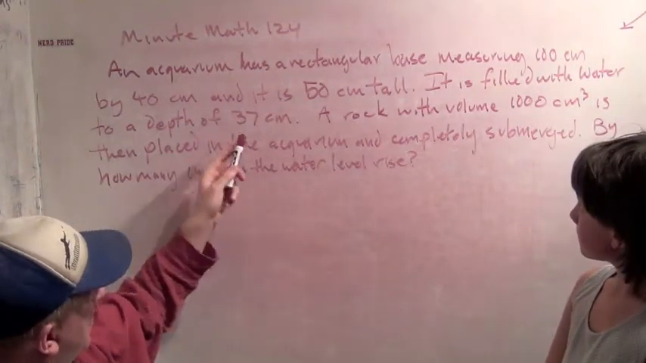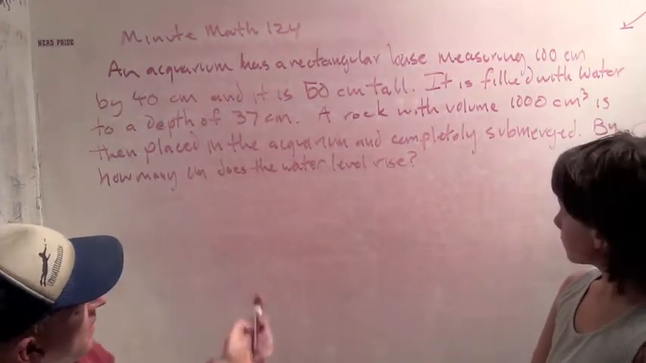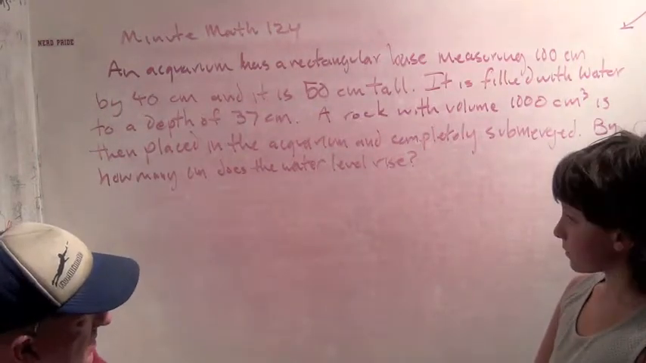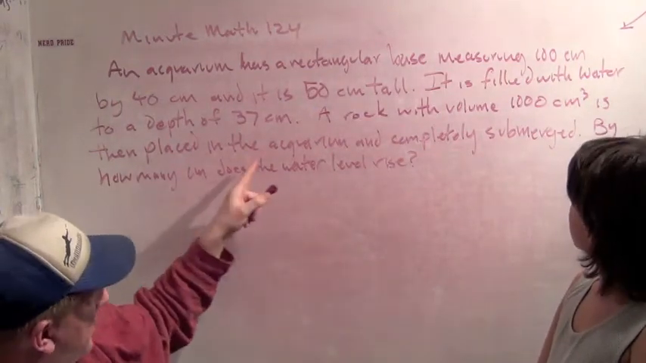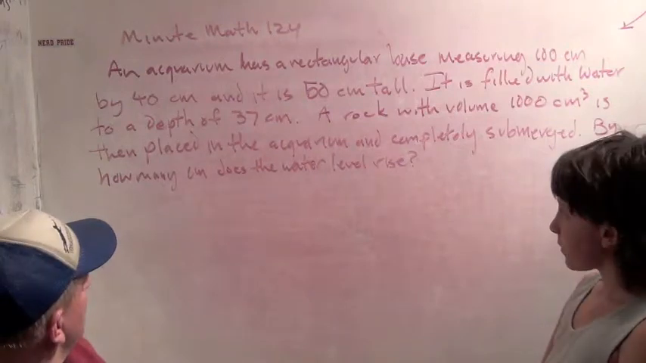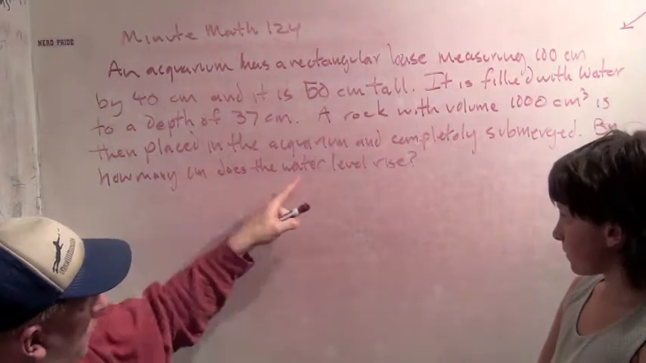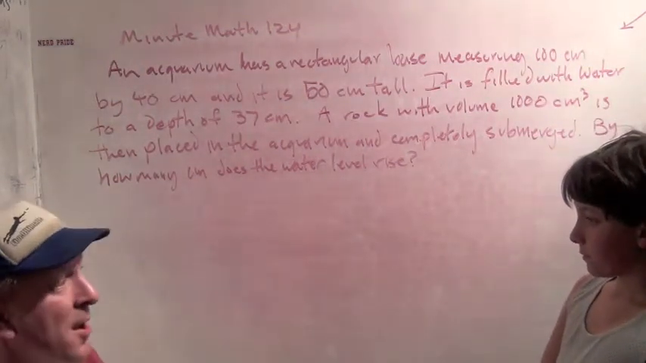It is filled with water to a depth of 37 centimeters. A rock with volume 1,000 centimeters cubed is then placed in the aquarium and completely submerged. By how many centimeters does the water level rise?